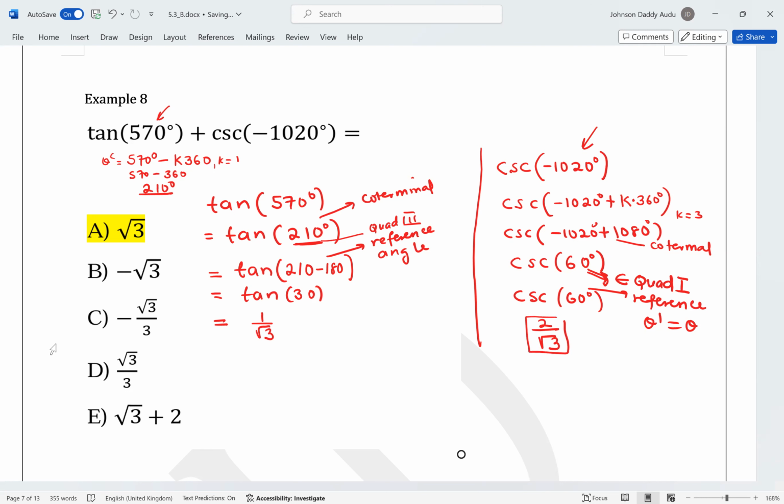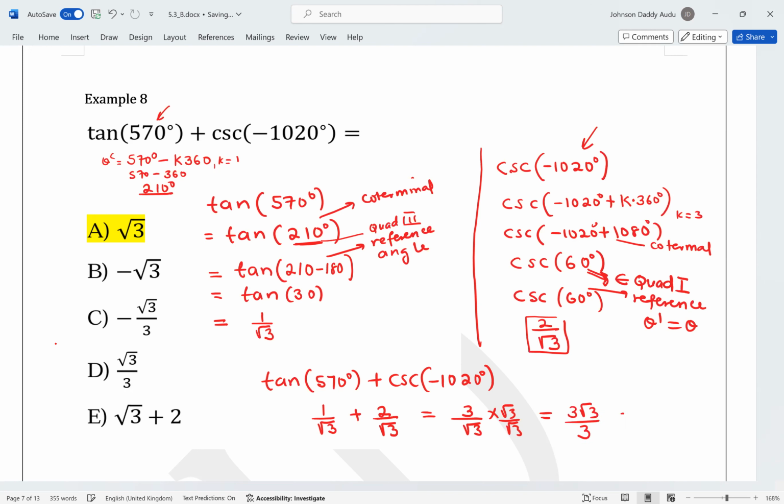Okay. So finally, we can say our answer: tan 570 degrees plus cosec of minus 120 degrees is just going to be 1 over root 3 plus 2 over root 3. And this is nothing but 3 over root 3. If we multiply by root 3 over root 3, what do we get? We get 3 root 3 divided by 3, which is just root 3.